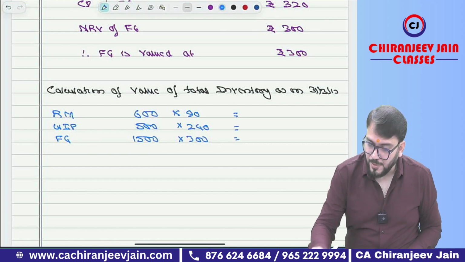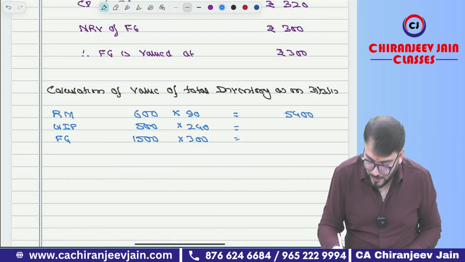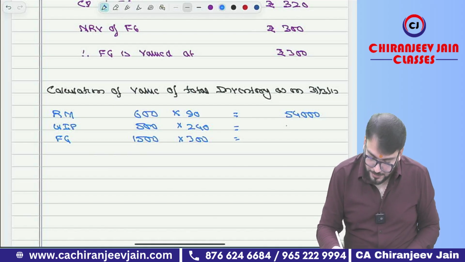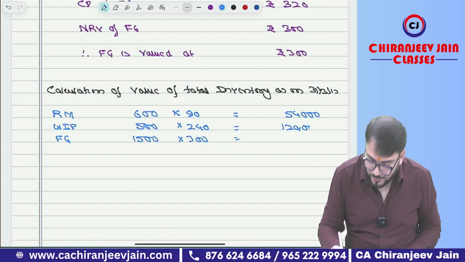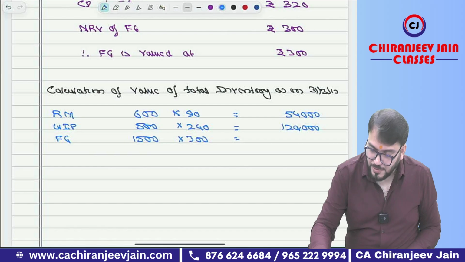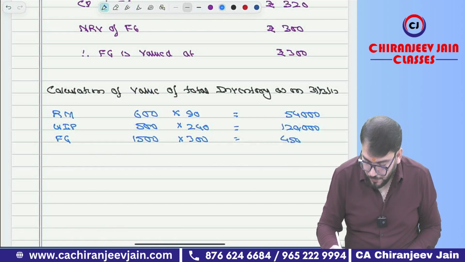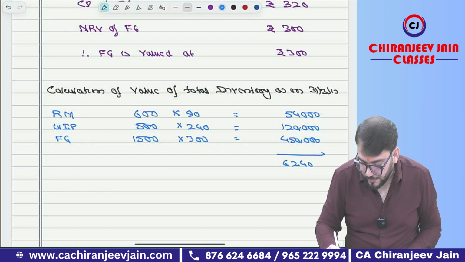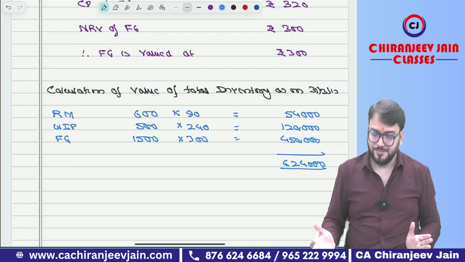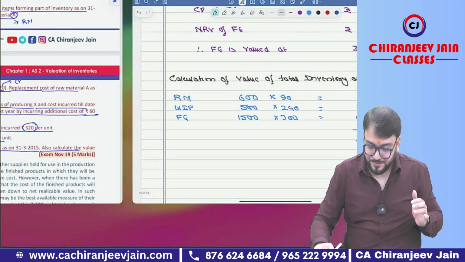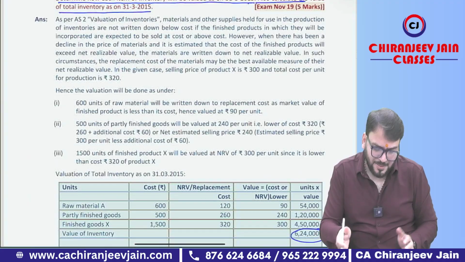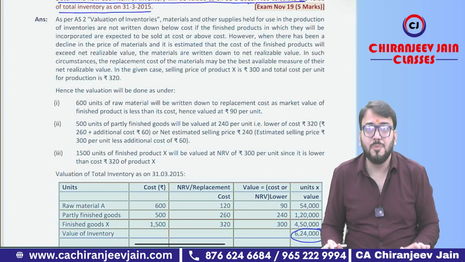So 600 into 90, how much? 54,000. 500 into 240, how much? That is 1,20,000. And 1500 into 300, how much? 4,50,000. Total, that is 6,24,000. Very super easy. Are you getting it? Check it. 6,24,000. The same thing they have also given. You can just read it. You'll be able to understand.